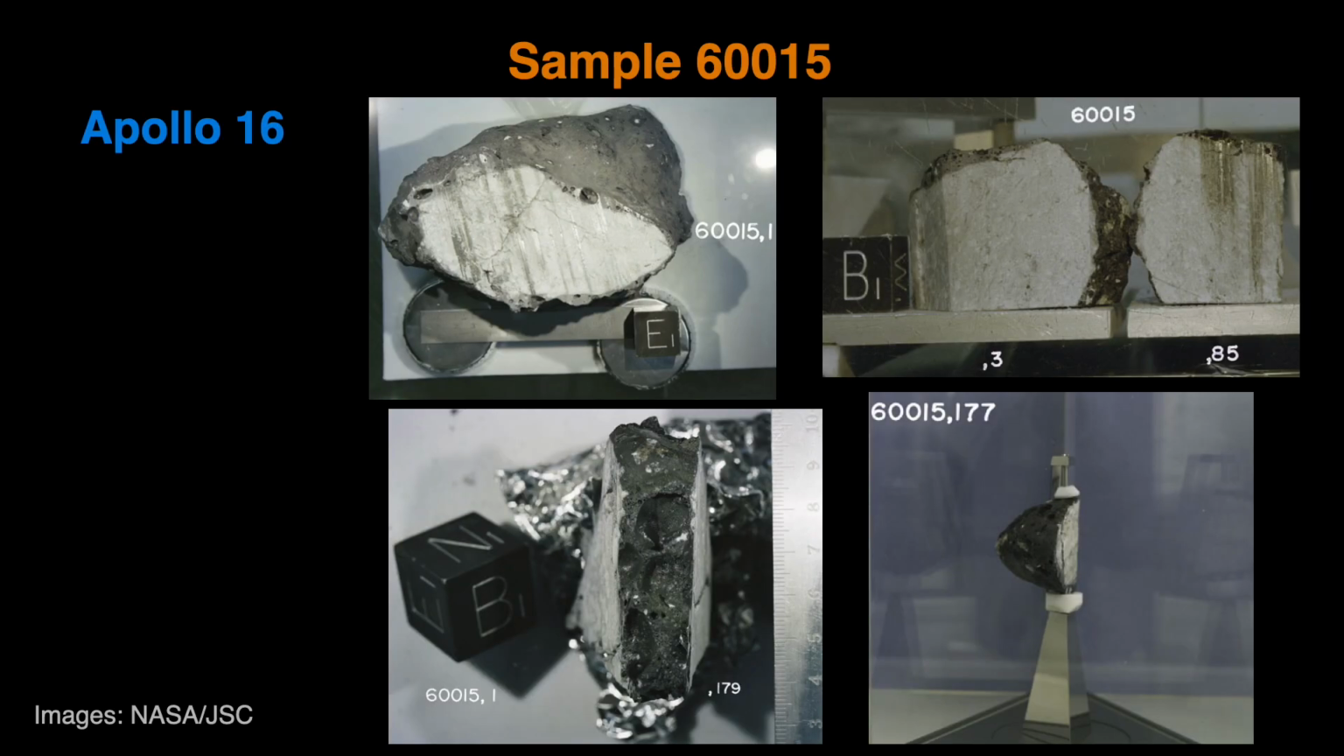Here's another anorthosite sample, but this time from Apollo 16. Notice how you can see the lighter colored anorthosite once they cut open the rock. Anorthositic rocks like these likely formed from the solidification of the molten moon in the past.